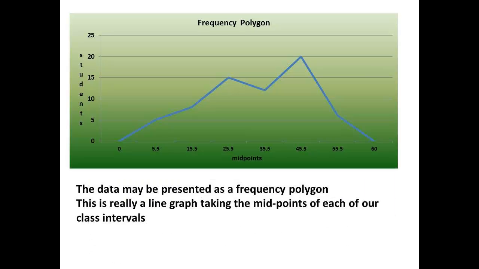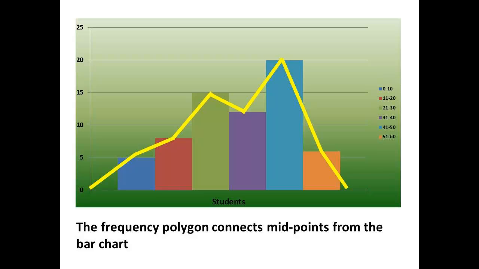Here is the frequency polygon, the points used being the midpoints for each of the class intervals. These points will actually be the midpoints for each of the bars on the bar chart, which we have shown here.